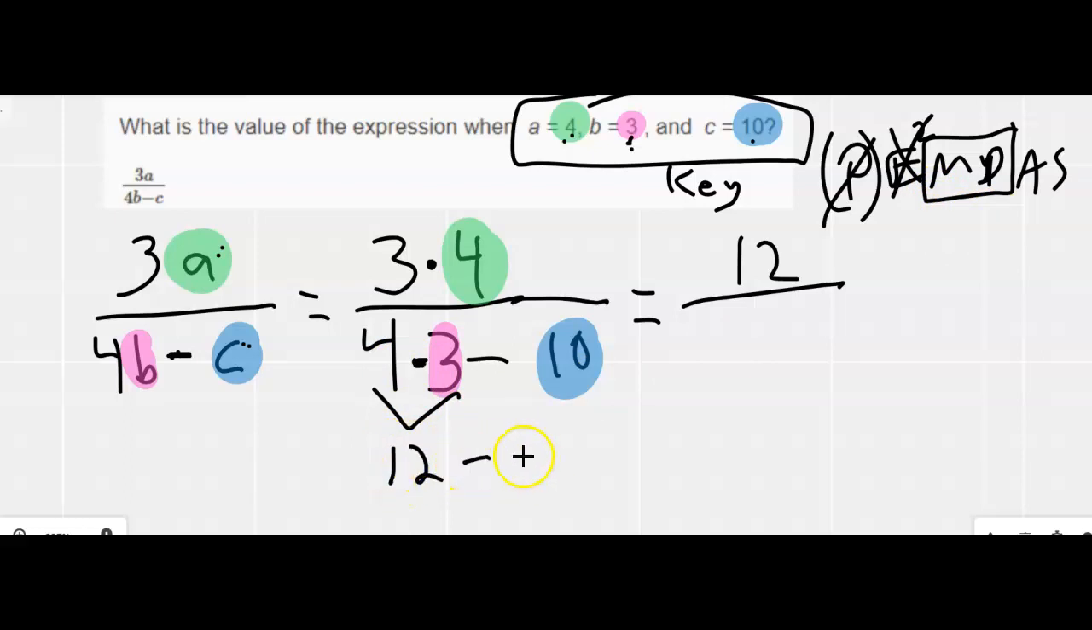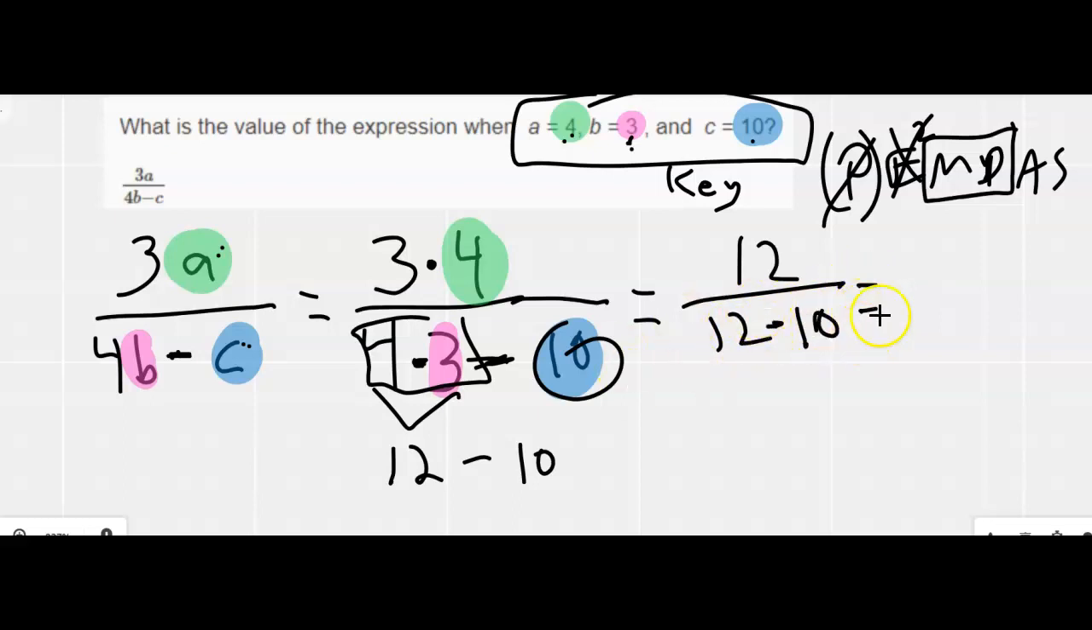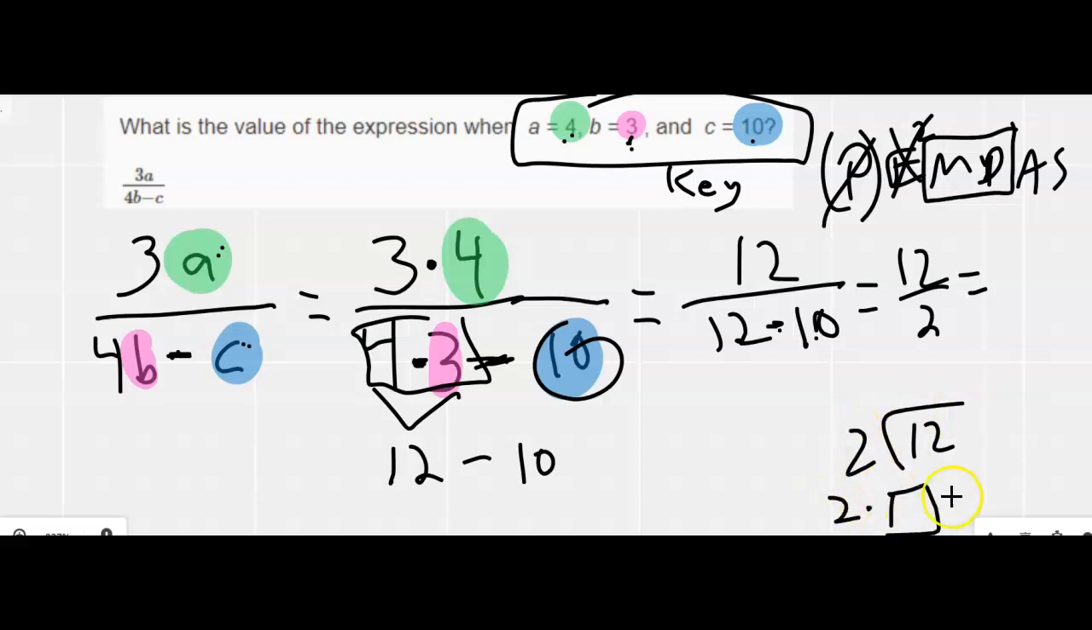12 minus 10. So this, I'm just going to rewrite what this would be. This is 12 minus 10. Oh, see, rewrote it again, almost done. So we have 12 over, what's 12 minus 10? 2. And now, what is 12 divided by 2? 12 divided by 2, or you can say 2 times something equals 12. And either way you do it, it's going to end up being 6. There you go.